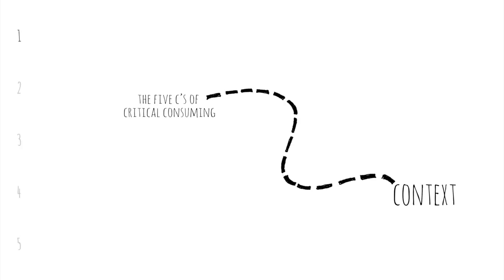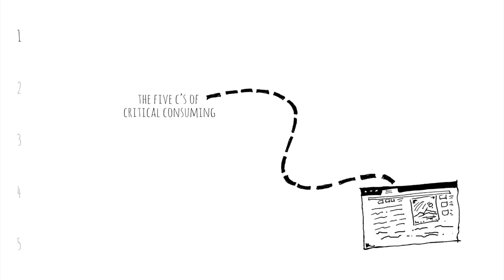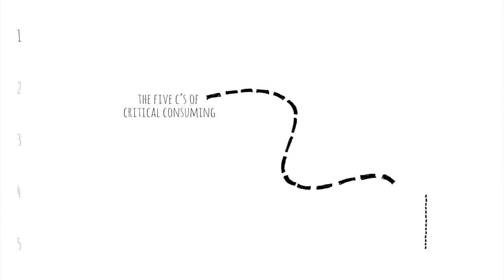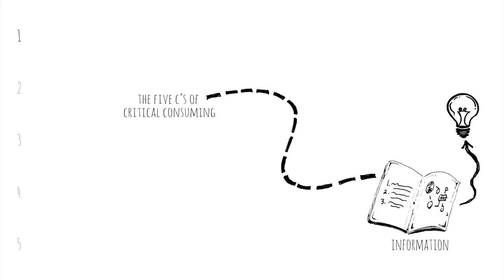Number one, context. Look at the context of the article. When was it written? Where does it come from? Have the events changed since then? Is there any new information that could change your perspective?